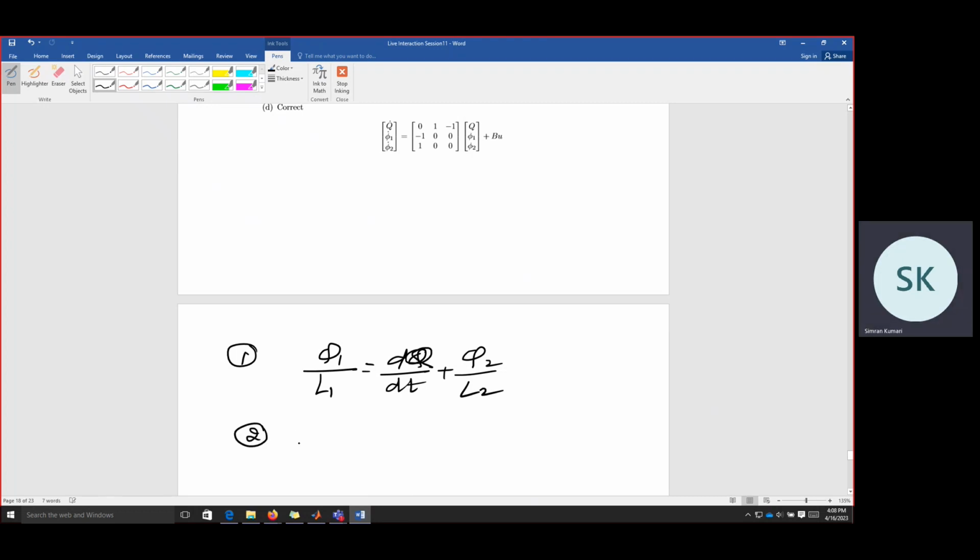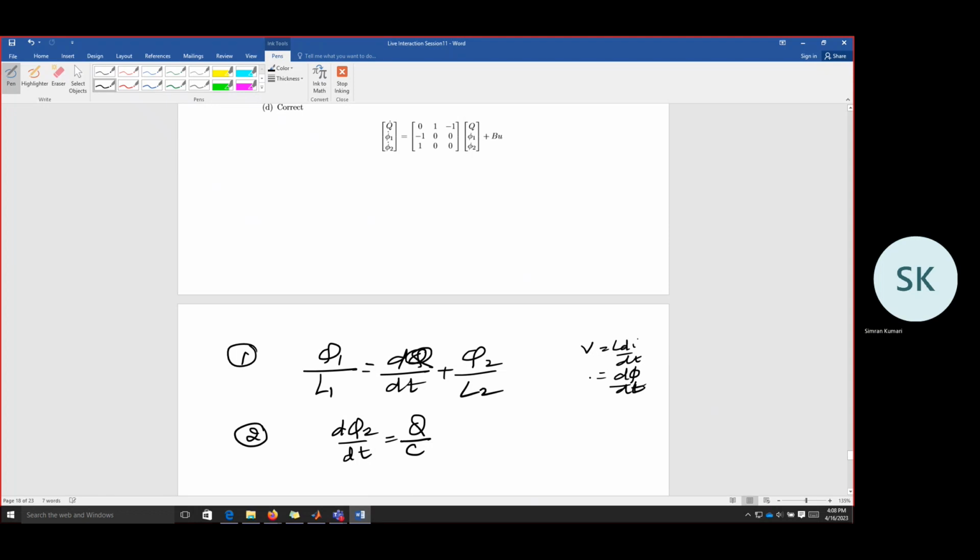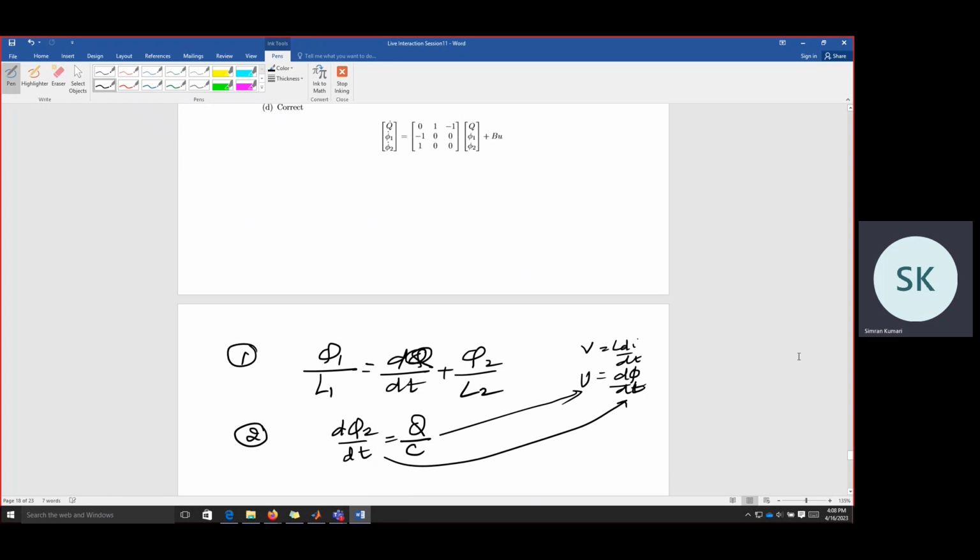And then for the second equation, what can we have? We can relate the voltage across the capacitor and the current through the inductor, that is L2. So we have dφ2/dt, which is equal to q2/C, the voltage across the capacitor. So we have this equation, V = L di/dt, or we can say V = dφ/dt. So we have this V and we have this dφ/dt.